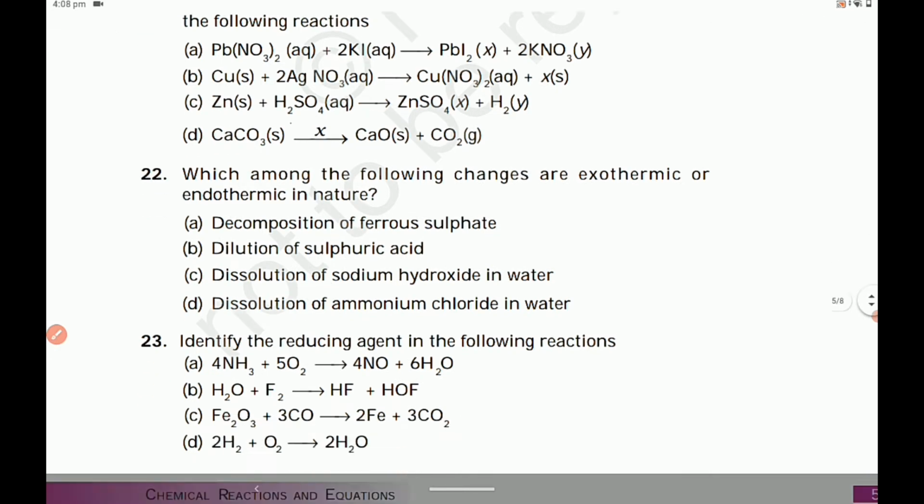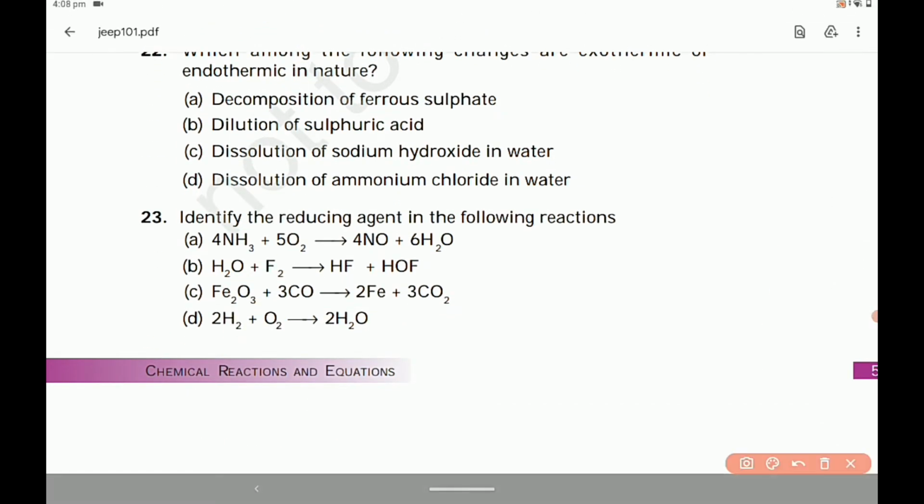Moving on. Which among the following changes are exothermic? Is it exothermic or endothermic? So first one, decomposition reaction of ferrous sulfate. Ferrous sulfate is FeSO4. Decomposition means breaking down into its respective compounds, right? So decomposition always involves absorption of heat energy. So it's endothermic because you have to break the bonds.